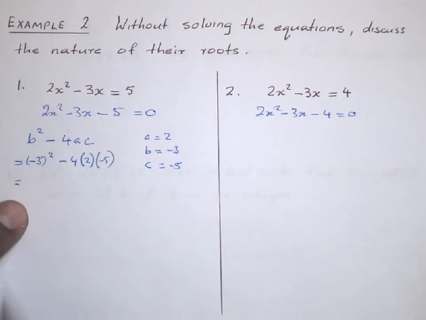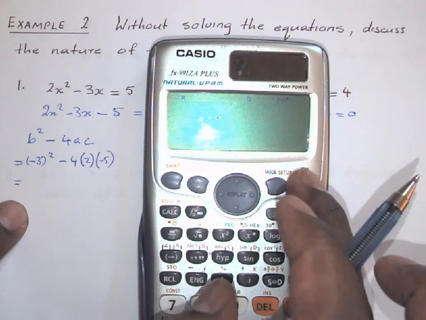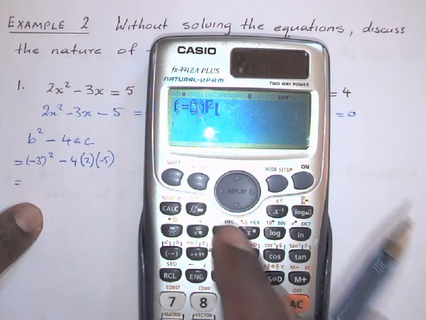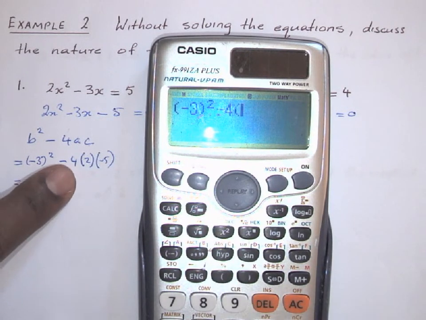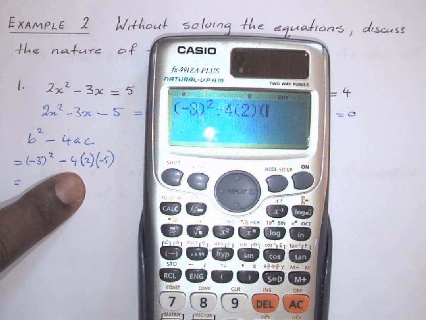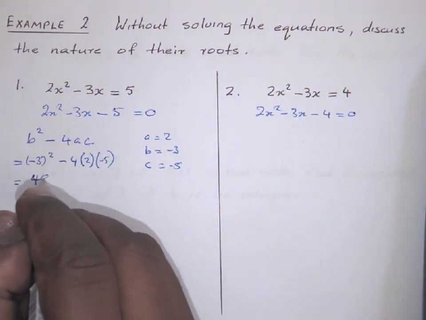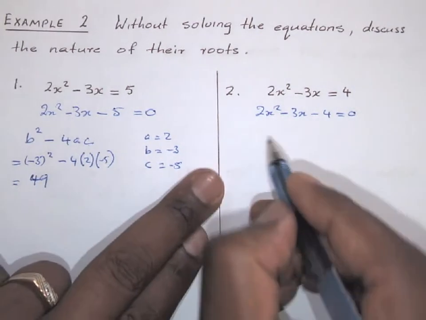When we simplify this, if you don't want to make mistakes, remember you can use your calculator: minus 3, which is squared, and then minus 4 multiplied by 2, and also multiplied by negative 5. And then what do you get? You get 49. We get the answer here is 49. Let's stop there for now. Let's come to this one.